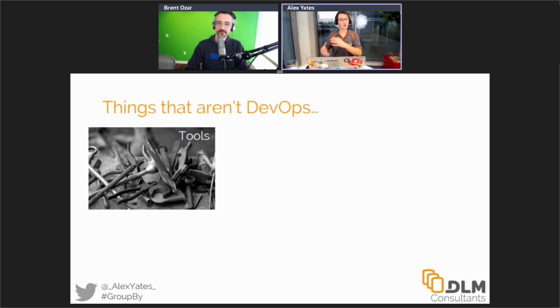Now, when we're doing DevOps, we are often going to use tools because one of the principles of object-oriented programming is build something that's reusable. Don't reinvent the wheel all the time, right? So there's a whole bunch of stuff out there that's going to help us do the various things that we want to do, and that's great, but just because you're using the tools doesn't mean you're doing DevOps.